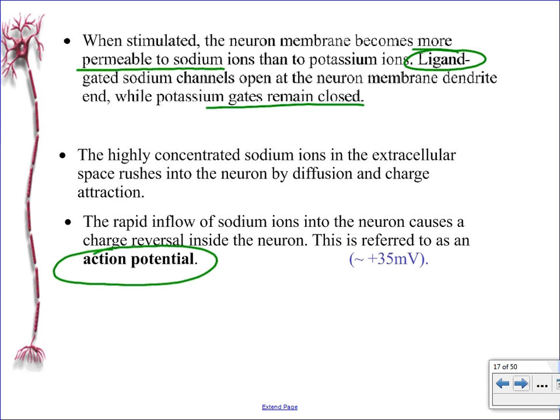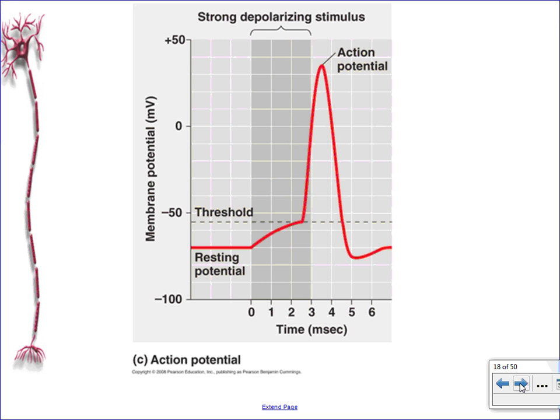Charge is completely reversed. It will reach positive values, and this is an average or typical value that we might see with a neuron, around positive 35 millivolts. This is what the graph looks like. This is a picture showing a full action potential. So we do have, again, taking a look at the terminology, the resting membrane potential at minus 70 millivolts. We have some depolarization that's taking place here.